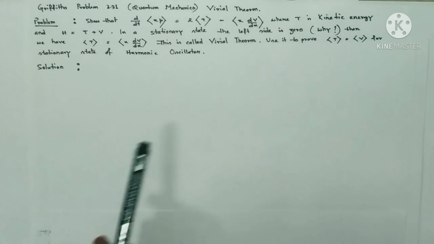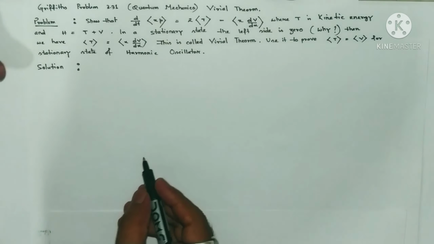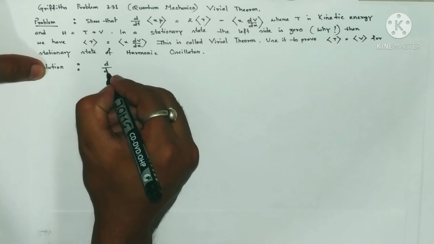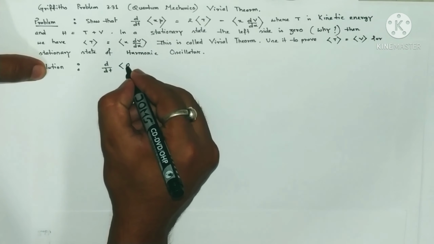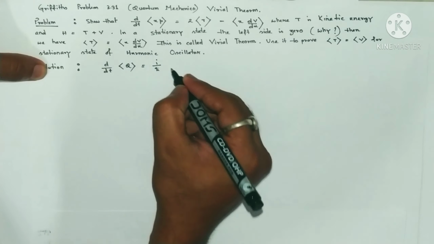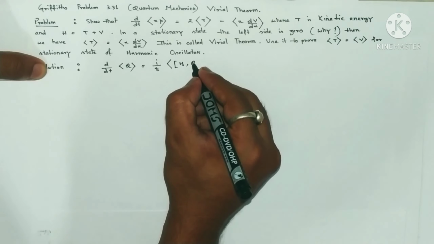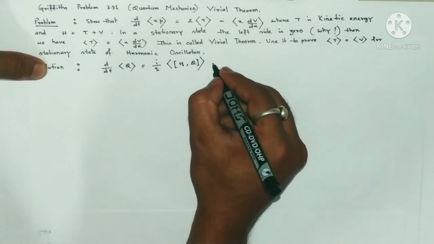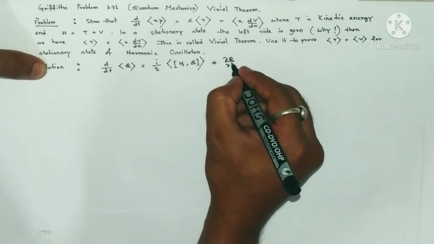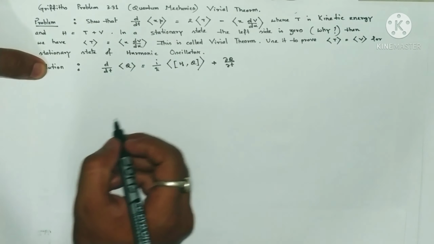Now for solving this, we know that if we differentiate the expectation of any operator Q, it is given by i/ħ times the expectation of the commutator of the Hamiltonian with this operator, plus the expectation of the partial differentiation of this operator with respect to t. So we will apply this here and solve this equation.